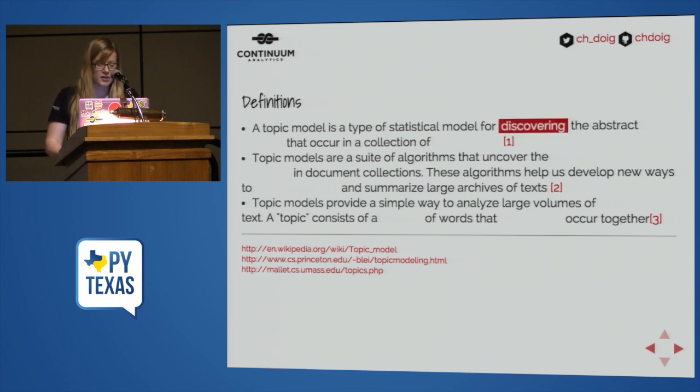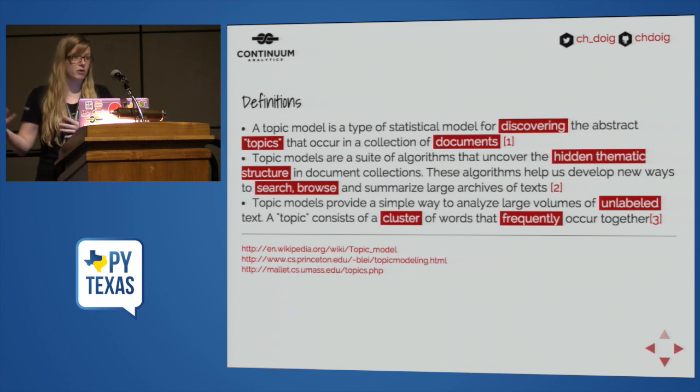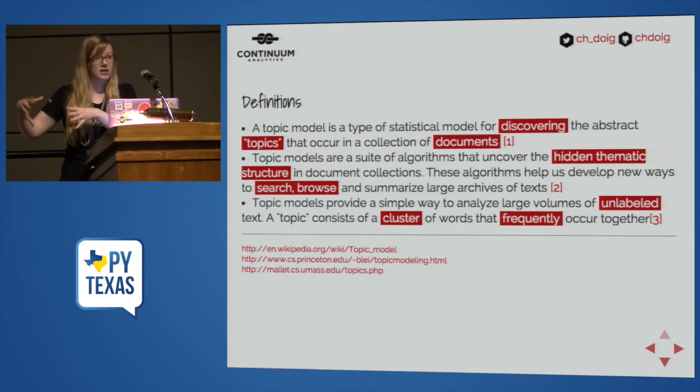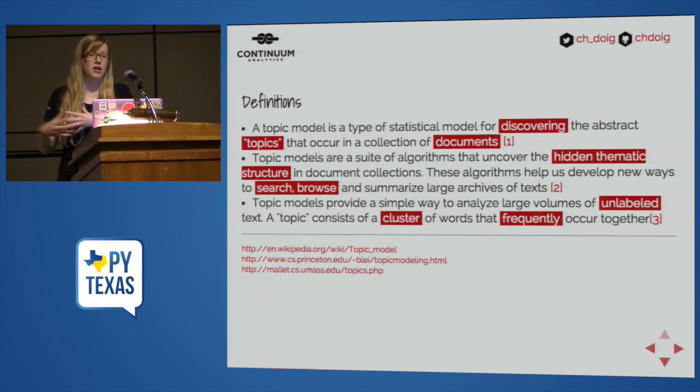I highlighted some of the important words that are used in these definitions. The first one: a topic model is a type of statistical model for discovering the abstract topics that occur in a collection of documents. So you have a large collection of text documents, and you use these models to find what topics are in them. You don't know anything about them. Remember, we're doing unsupervised learning, so you don't really have a label. You don't have a category of, oh, this article is a sports article, or this article is about politics, or about something else. We don't have that label. We just get a bunch of text, and we have to figure that out.